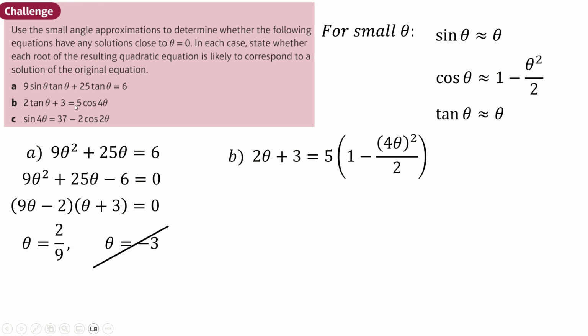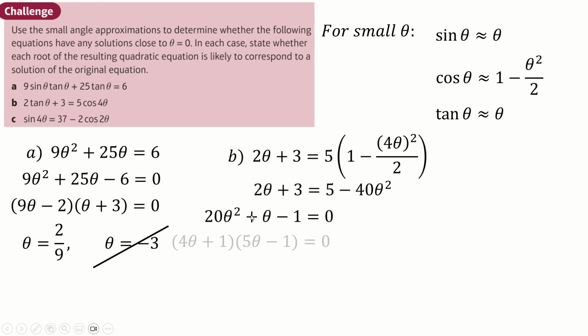Next one, this is just theta. Be a bit careful here, this is 1 minus 4 theta all squared over 2. So just replace that theta with a 4 theta there. That makes 16 theta squared over 2 is 8 theta squared, times 5 is 40 of them. Move it over. I think that factorizes as well, and then you get two answers which are very close to 0. And so I think I'll accept both of those as solutions.